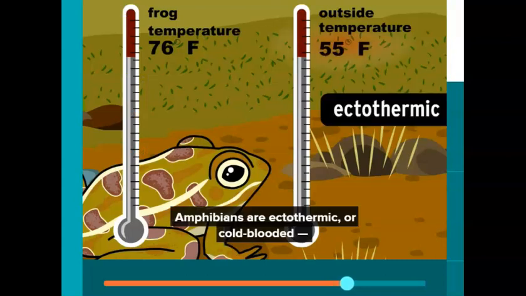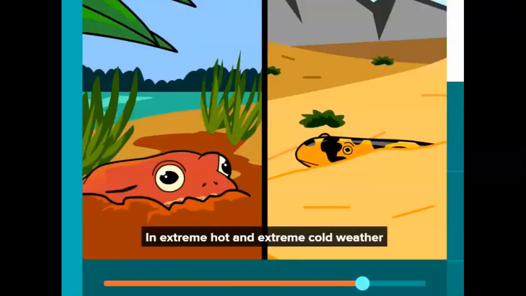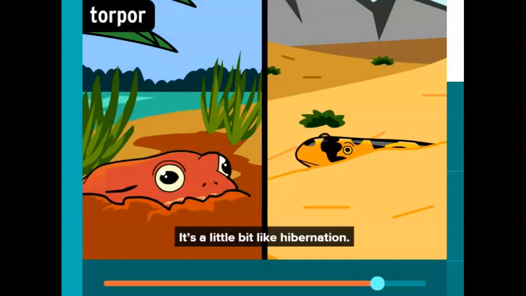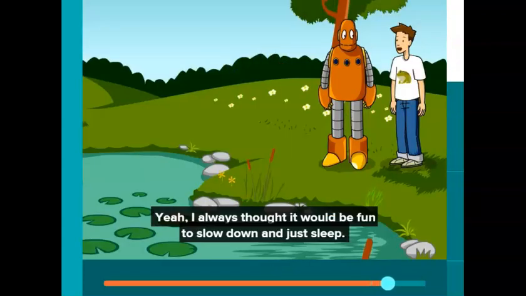Amphibians are ectothermic, or cold-blooded. That means they depend on their surroundings to establish their body temperature. In extreme hot and extreme cold weather, amphibians sometimes go through a period of reduced metabolic activity called torpor. It's a little bit like hibernation. Yeah, I always thought it would be fun to slow down and just sleep.